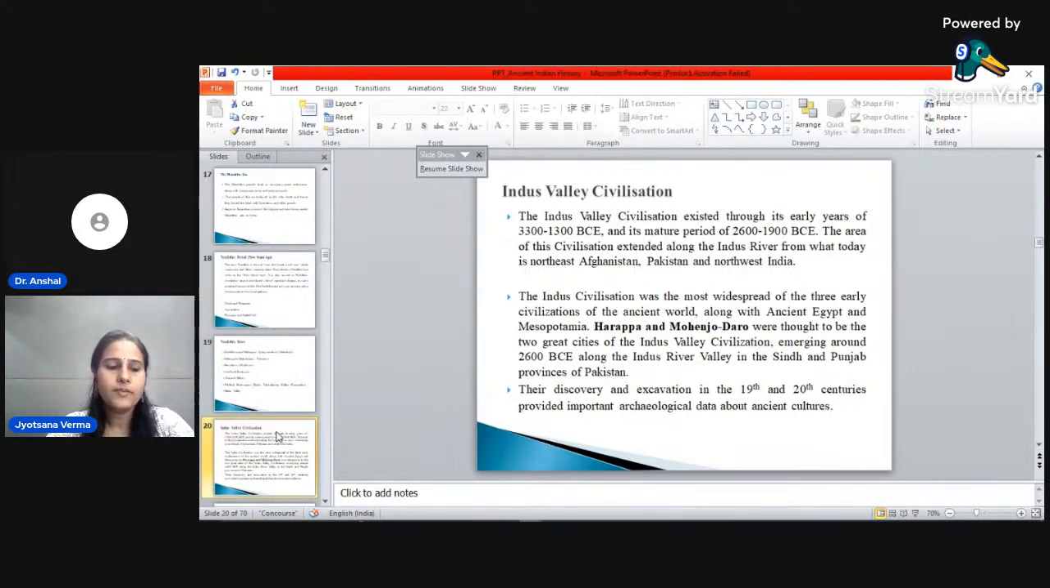The mature period of this civilization is a very debatable issue among Indian historians and scholars. Some scholars say that 2600 BC was the mature period of the Indus Valley Civilization. In India, it covered Sindh, Punjab, and basically Western India and Pakistan. The discovery of this civilization in the 19th-20th century provided important archaeological data about the ancient culture.